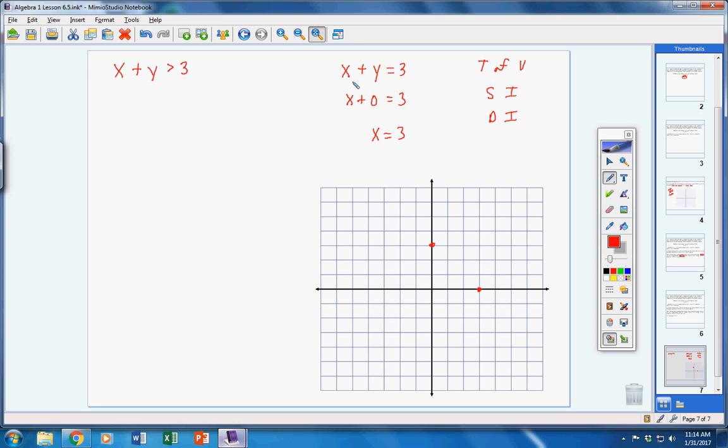Now let's draw the line, but hold it before you draw the line. Do I have an equal sign here? No, I do not. So I'm going to draw a dotted line.